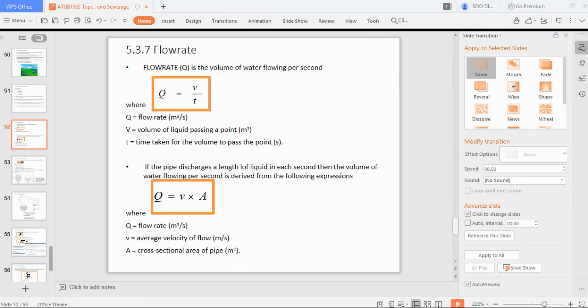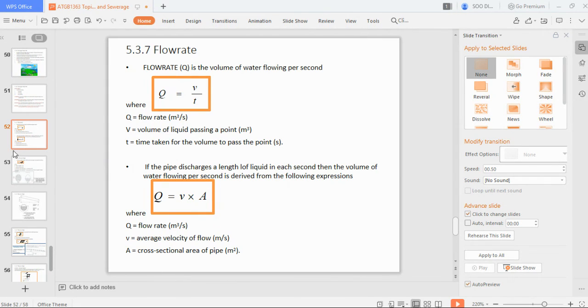Okay, so I think it's been long enough. Let's have a 15-minute break. We come back at 9:30, and then I'll finish off with this calculation. Okay.